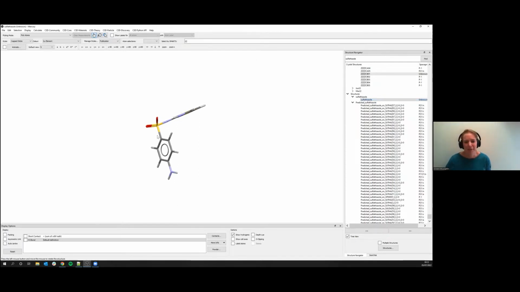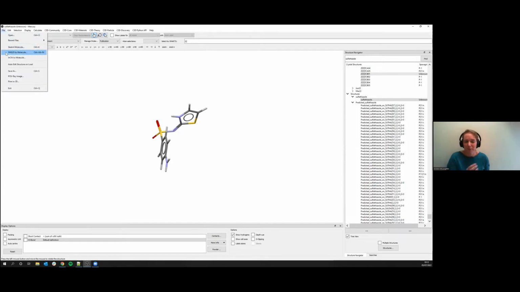So this is, let me make sure I can pronounce it correctly, sulfathiazole. I imported it earlier today using a SMILES string. You can bring molecules in using SMILES, InChI, you can sketch it out, or you can load it using a zip file.